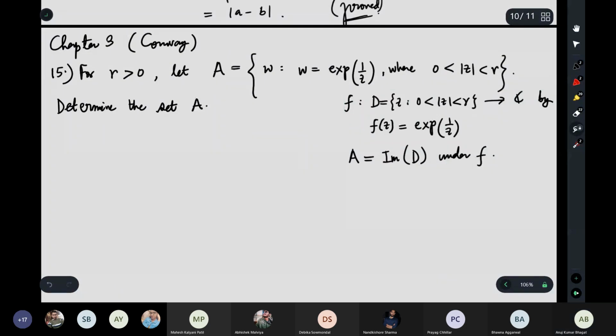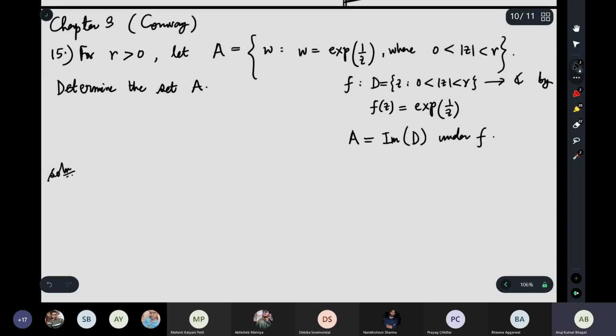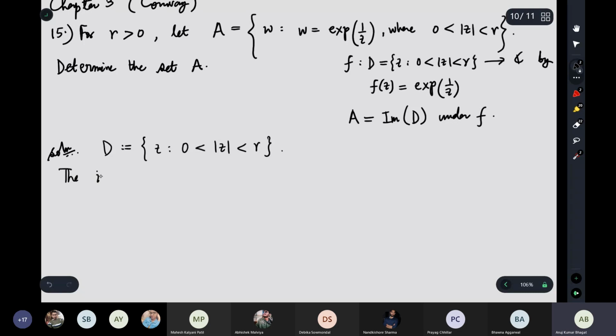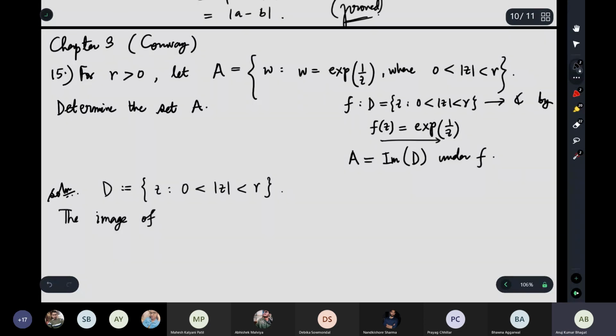Okay, so let me start the solution. I will do some manipulations. Define the set D like this: z with 0 less than mod z less than r. First, instead of doing this directly, note this is the composition of two functions, the exponential function and 1 by z. You see, this is nothing but the exponential function composed with 1 by z. Do you agree? Yes, sir.